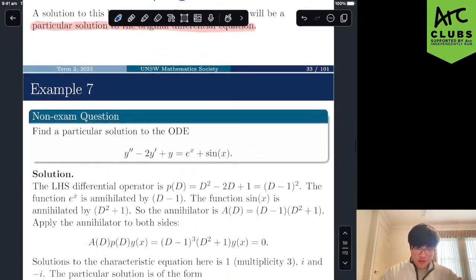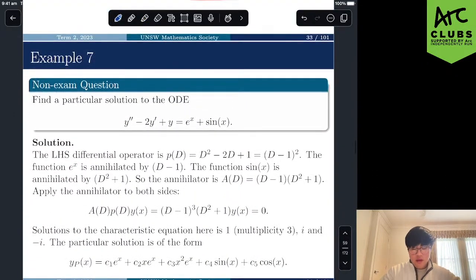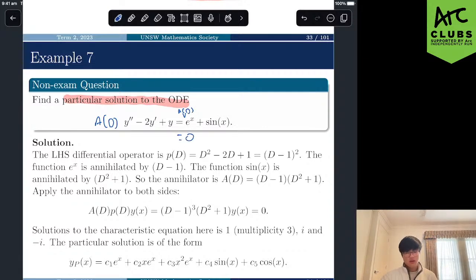We'll go through a question related to this. So what we have here is this particular ODE, and it wants us to find a particular solution to it. So the general idea is we want to multiply both sides by some differential operator such that the right hand side would equal 0. And essentially how we do that is we want to find something that annihilates e to the x and something that annihilates sine x.